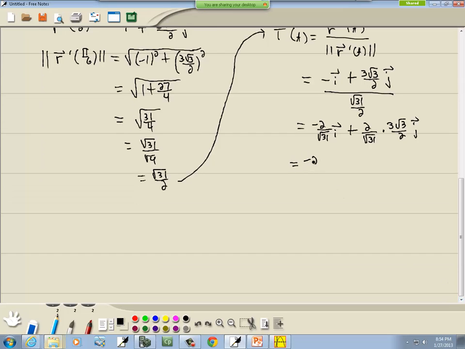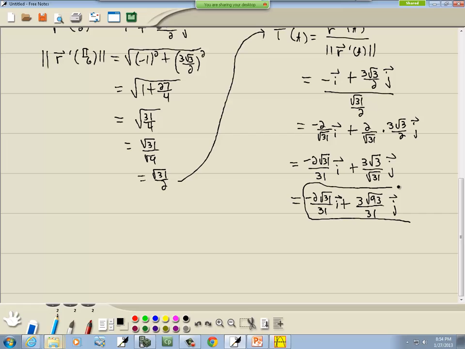which gives us negative 2 square root of 31 over 31 i. Here the 2's cancel, and we got 3 square root of 3 over square root of 31 j. Can't leave the square root down below, so we'll multiply top and bottom by square root of 31, and we get 3 square root of 93 over 31 j, and that should be an i. And assuming no basic math error, that'd be your answer.